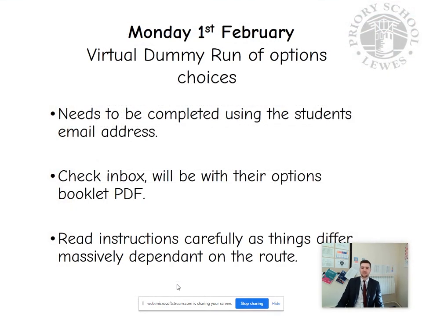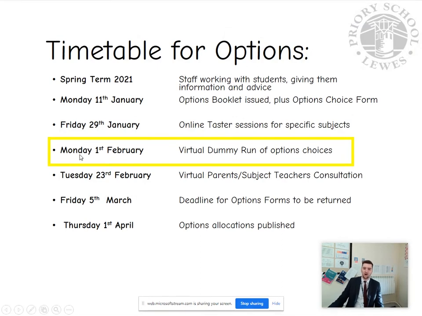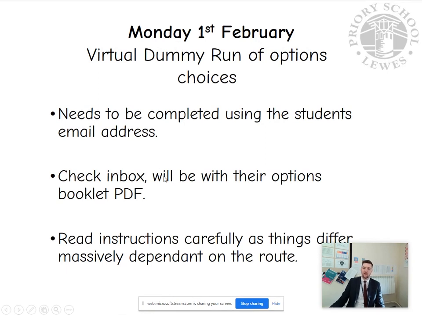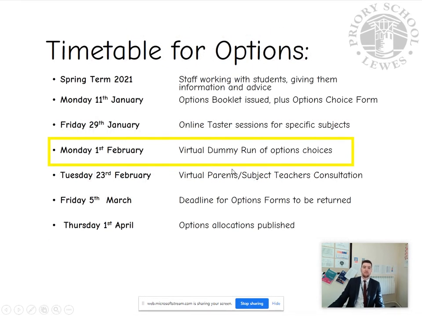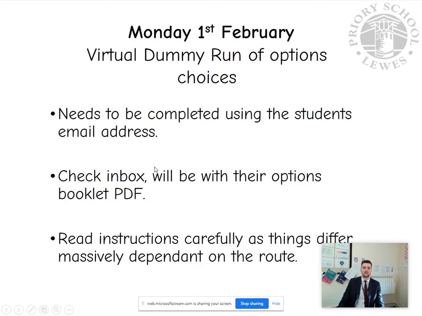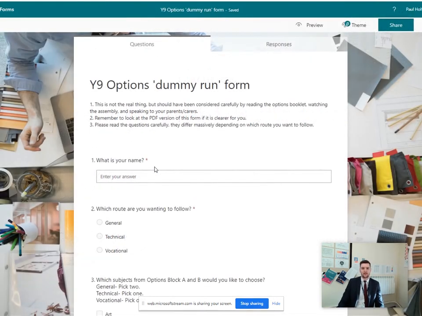Parents or carers, if you're watching, make a note on the calendar now or in your phones: Monday the 1st of February. The link to the form is in the child's inbox, and I'll probably send it to parents and carers as well. Please make sure that you're getting that back to me by Monday the 1st of February. It looks like this. There are some instructions as you go through, and when you click submit, I will get that information. That helps me map out what we can offer for next year.